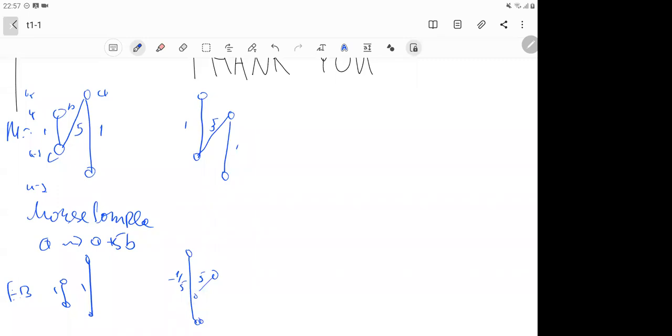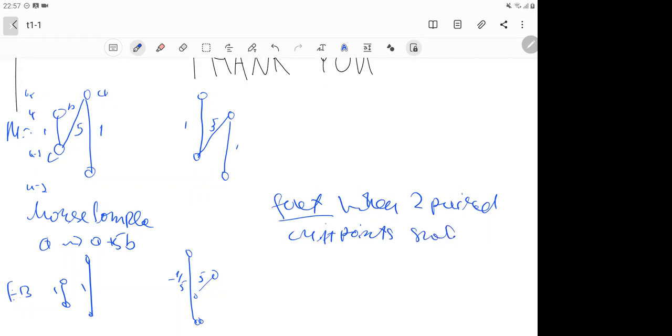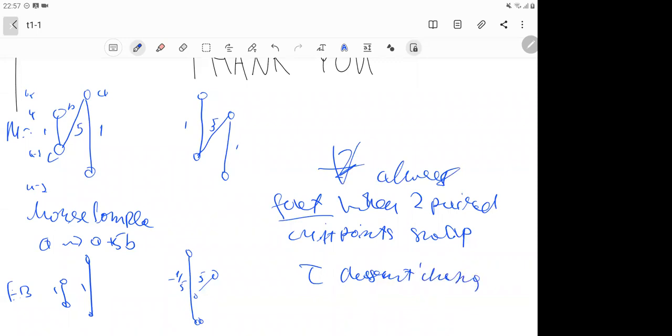But the thing is that you see, actually, there is a kind of effect when two paired critical points swap in this linear order like this. Tau doesn't change. Tau doesn't change, right? Regardless of any homology being 0 or not, it is always true. Always, right? Doesn't change. This is kind of a funny effect.